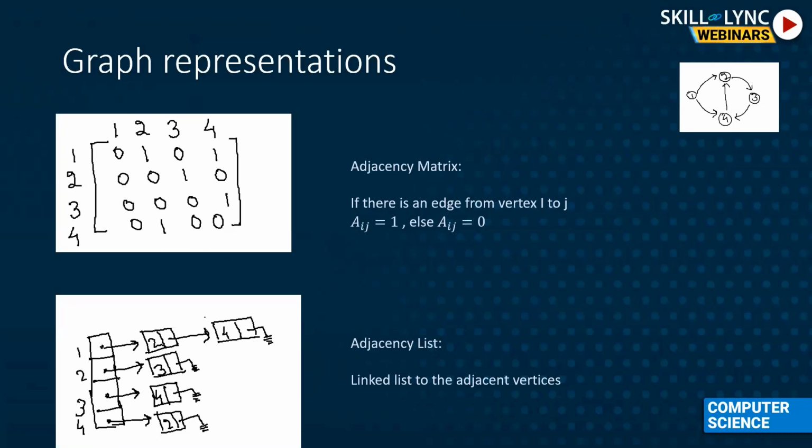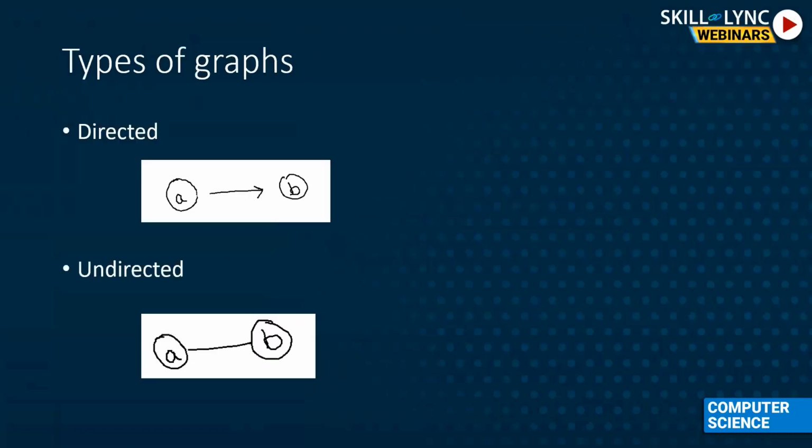So these are the two ways that we can represent graphs. So now, types of graphs. Let's slowly dig deeper into the graph representations and see what exactly graphs are and how we can represent them, and then slowly we will jump into the algorithms. Okay, so types of graphs.